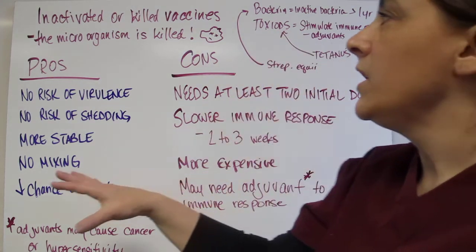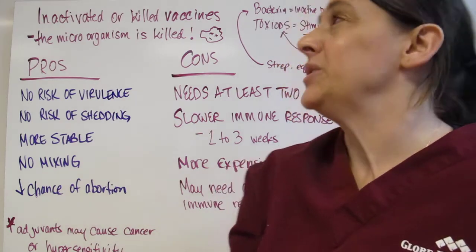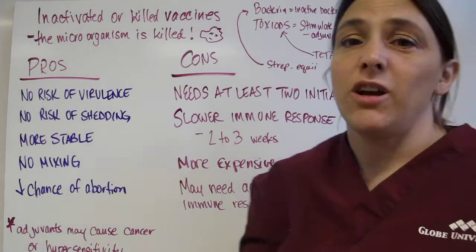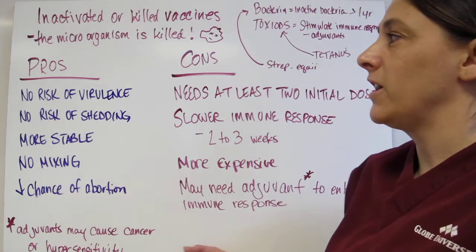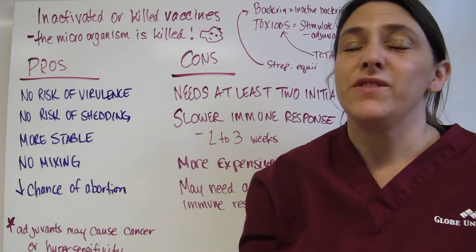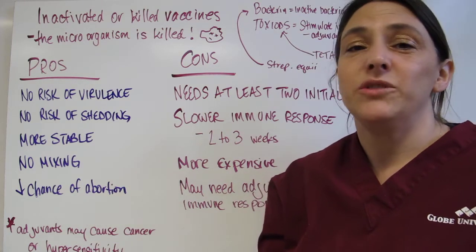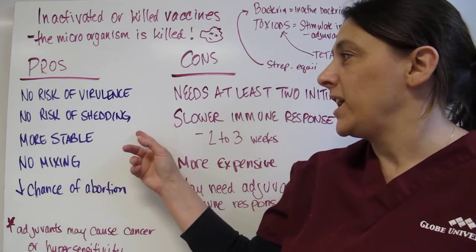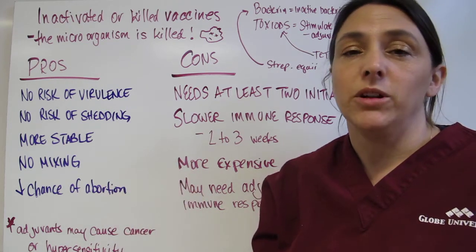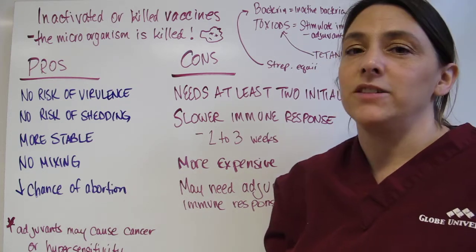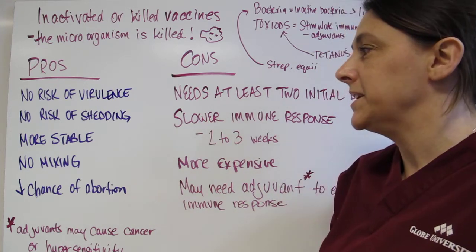Okay. So what are the pros and cons to using inactivated or killed viruses? Well, let's talk about the pros first. The pros are there's little risk of virulence, so the chances of the disease becoming active once you give the vaccine are pretty small. There's no risk of shedding. So say the animal defecates, the vaccine is inactive, so it's not going to spread to unvaccinated animals.